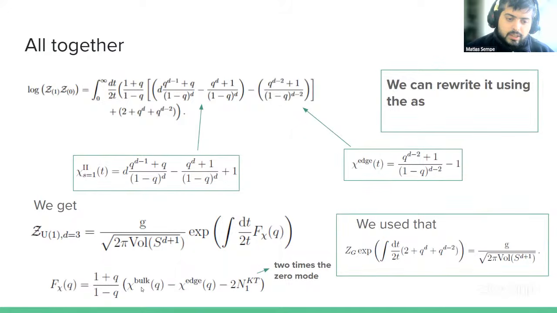And here we can write it as the bulk, the edge, and we have to subtract 2 times the zero mode. Yeah. So look, in some slides ago with the canonical quantization, we did not see any contribution that looked like this. So this is telling us that we are not understanding something, that maybe we are missing something in the canonical quantization that we see here.